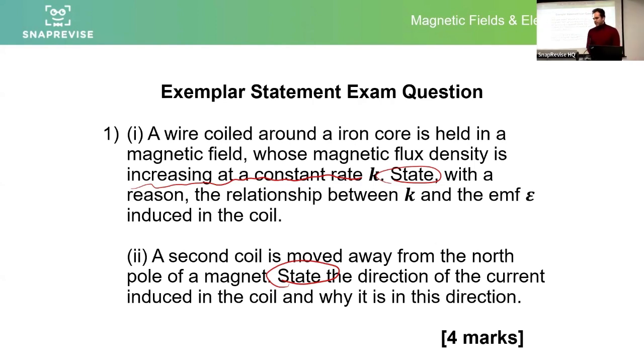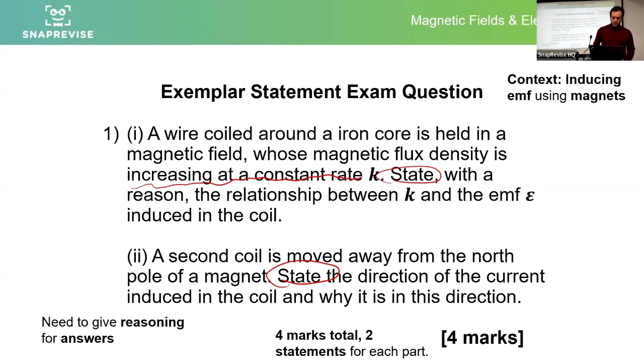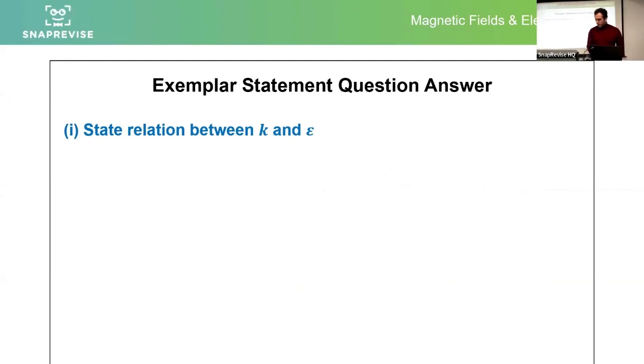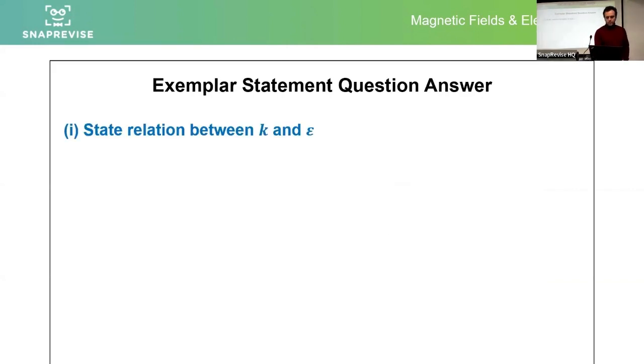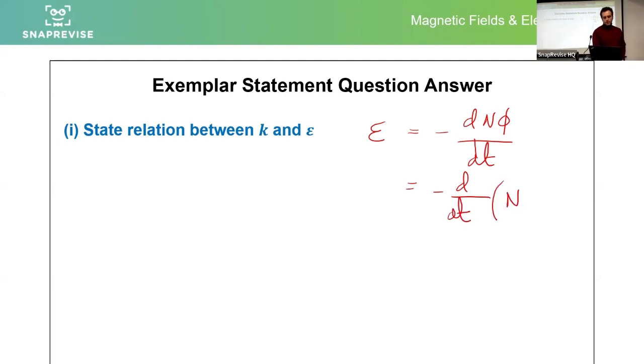Okay, the first one is asking for a mathematical relationship. Let's tackle that one first. For 1 mark, the EMF induced, we know, is the rate of change of the magnetic flux linkage, and the flux is itself N, B, A, cos theta, and so on.